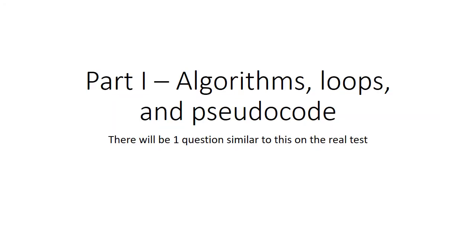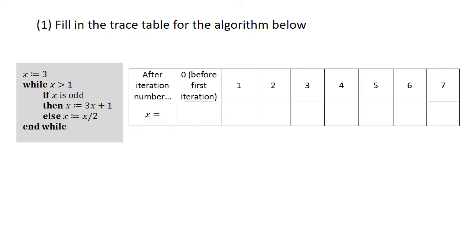Okay, so let's look at part 1, which is algorithms, loops, and pseudocode, and there will be one question similar to this on the real test. Okay, so we just have to fill in the trace table for this algorithm. So I made the table for you, and if you do it correctly, then you should need exactly the same number of columns that are in the table.